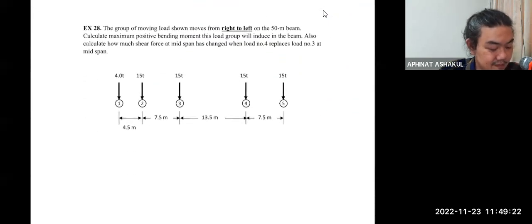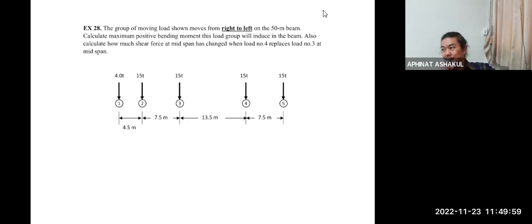Now the group of moving loads moves from right to left on the 50-meter beam. Calculate the maximum positive bending moment the group will induce in the beam. Also calculate how much the shear force at midspan has changed when load number 4 replaces number 3 at midspan. This is probably the bottom line of why we study this, because we need to make use of this in the real design. Okay, so which one do you want to do first? The moment or the shear?